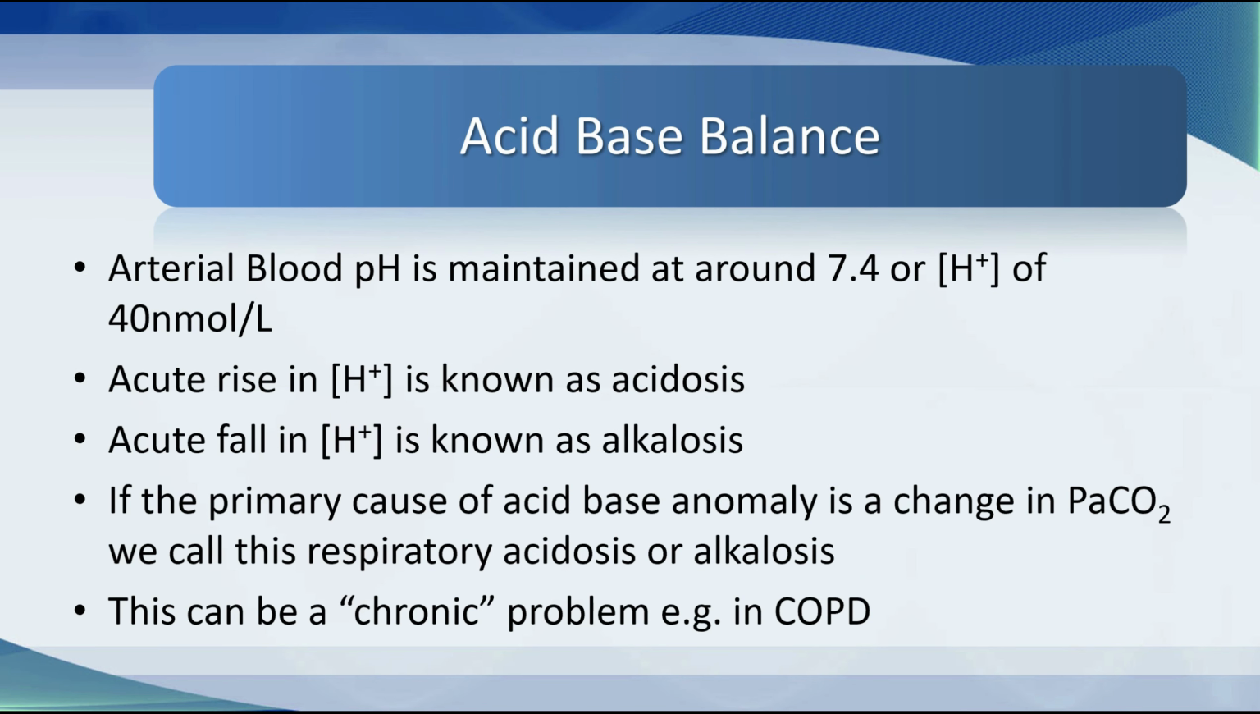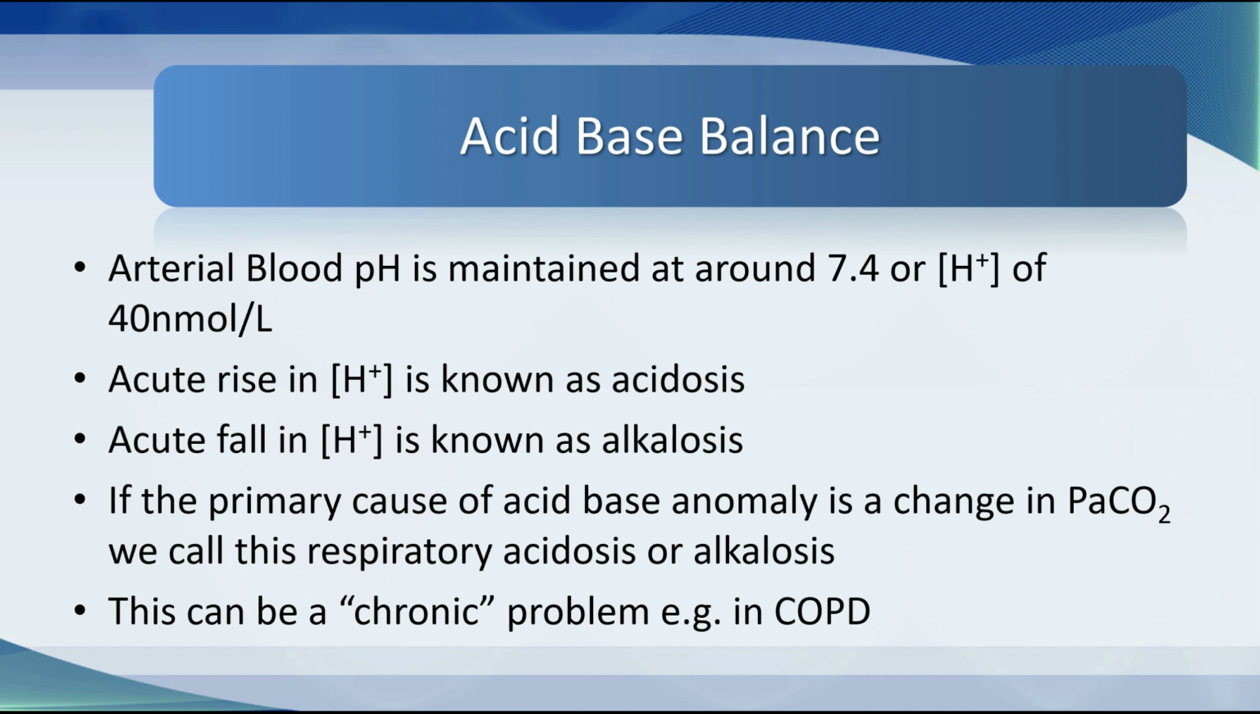Acid-base balance is about the pH of blood, and arterial blood pH is maintained at around 7.4, or a hydrogen ion activity level of 40 nanomoles per litre. An acute rise in the hydrogen ion activity results in acidosis, that's a pH of lower than 7.35, and an acute fall in the hydrogen ion activity, or a rise in the pH, is known as alkalosis.